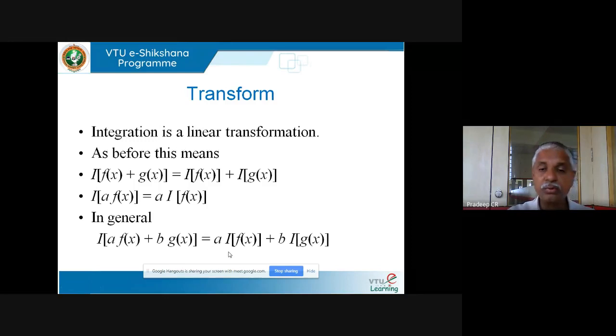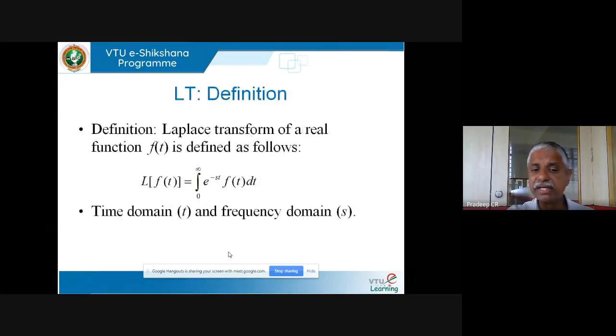Now what I want to do is define more transforms which are linear, that is, more ways of taking functions to functions which are linear. There are many more like this. In this course, I want to study one more such transform, which is called the Laplace transform. The definition is here, right on your screen.